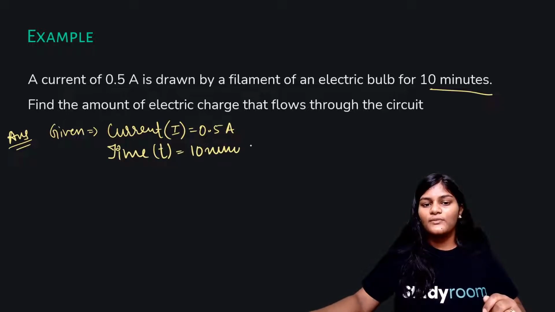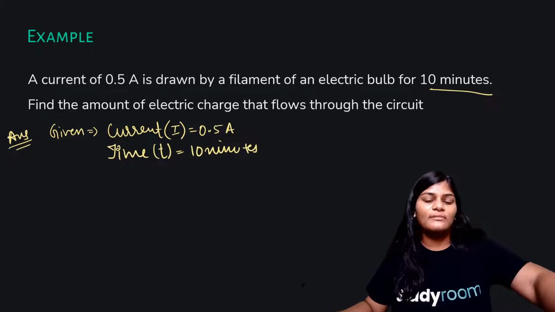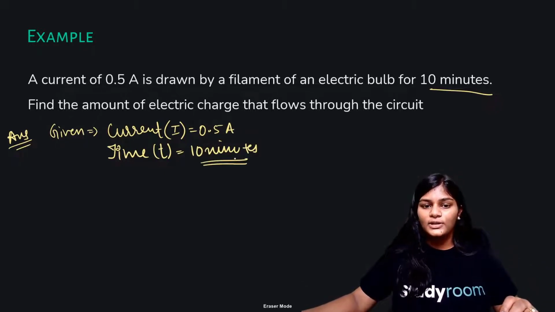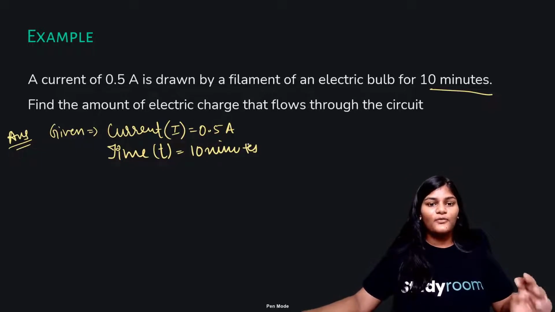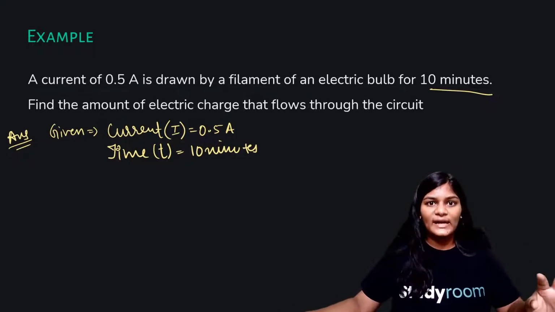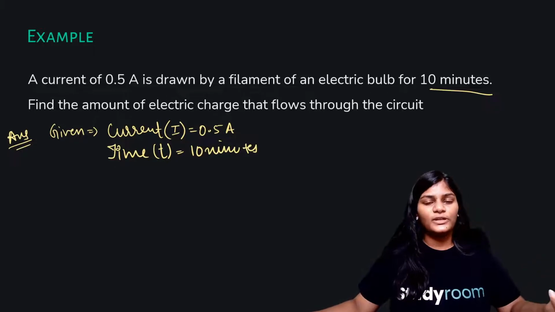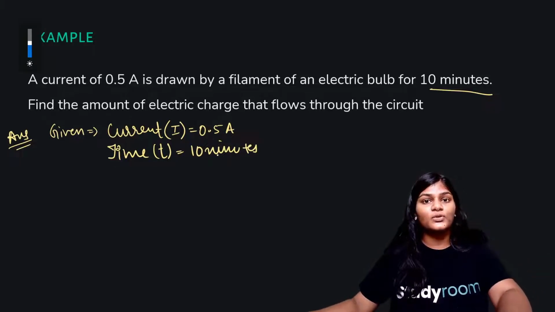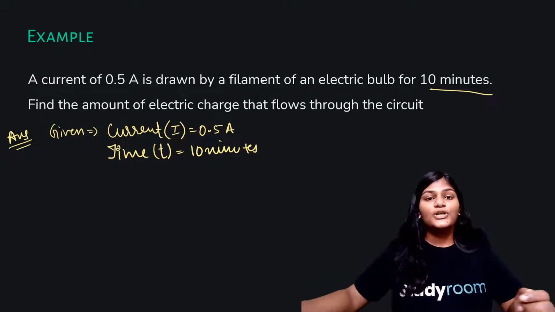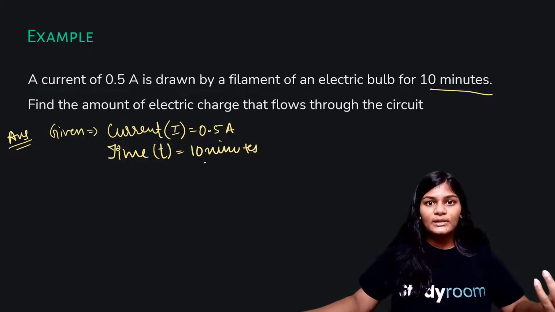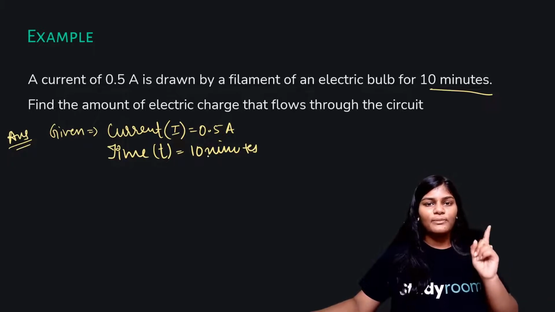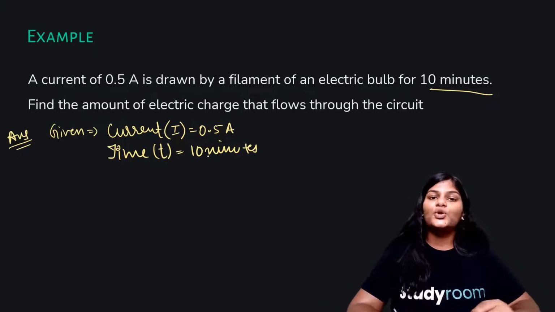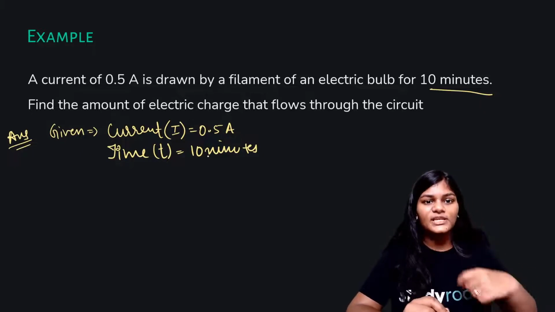So now we know that this 10 minutes is not the standard unit for time, right? What is the standard unit for time? It is seconds. So we need to convert this minutes into seconds. You remember what was the standard unit for time? It was seconds, right? So we need to first convert this minutes into seconds.